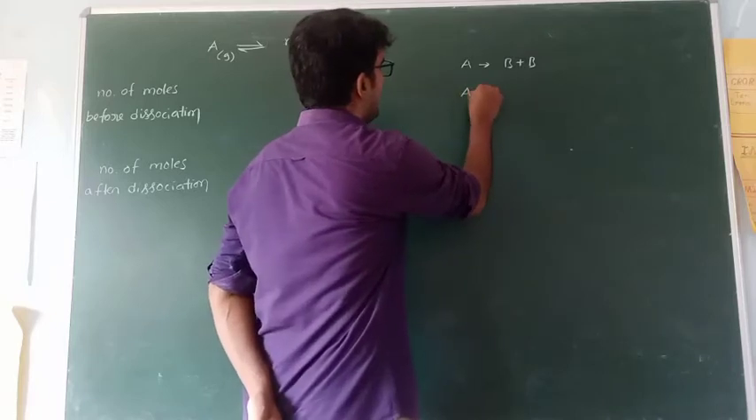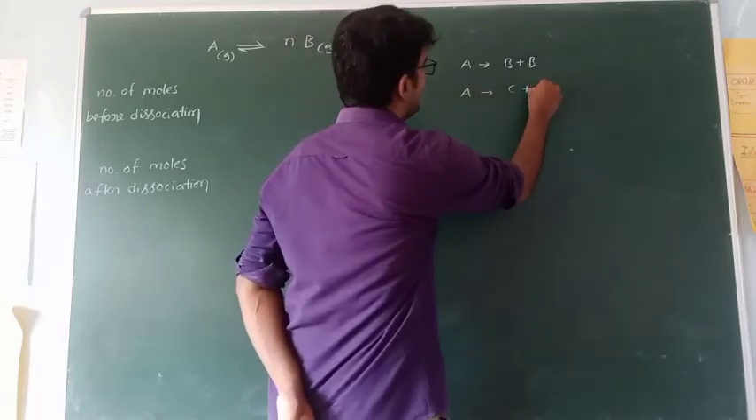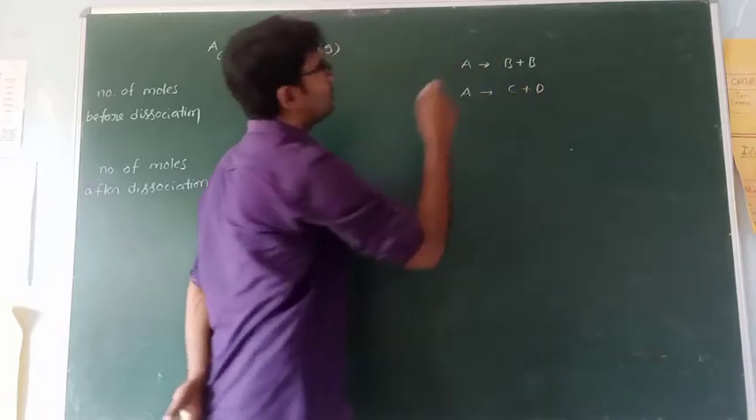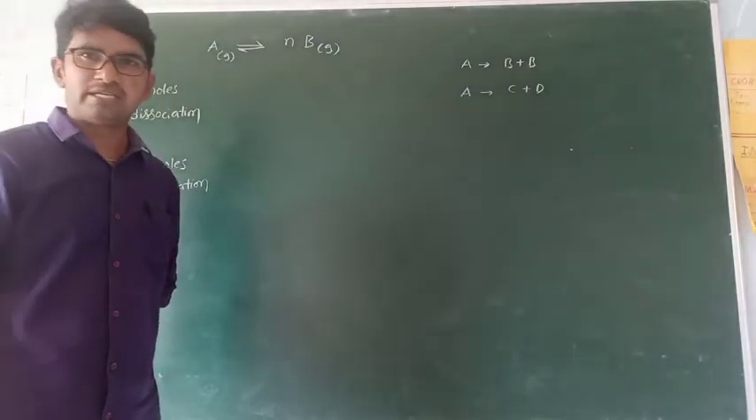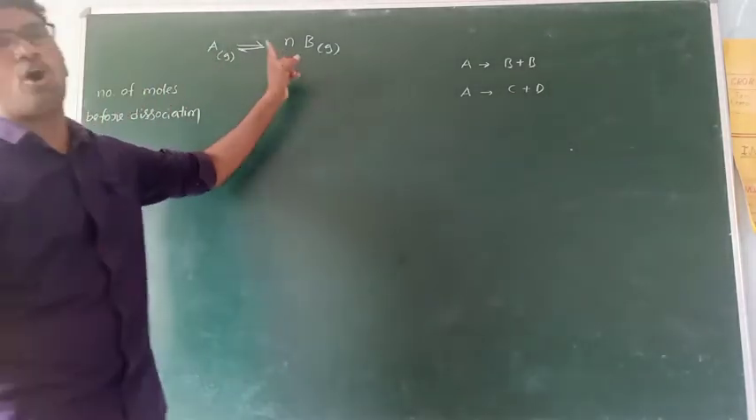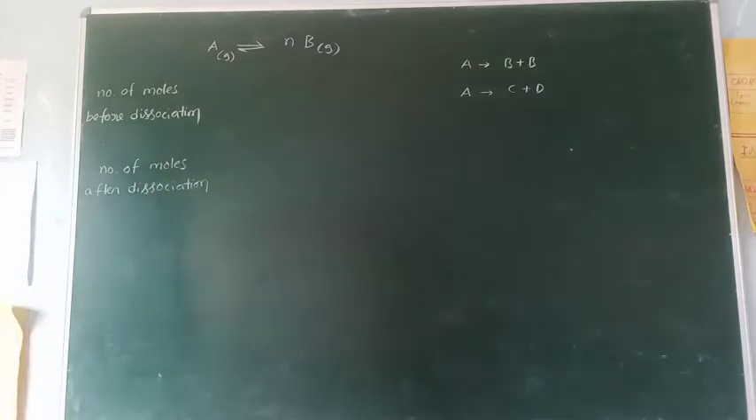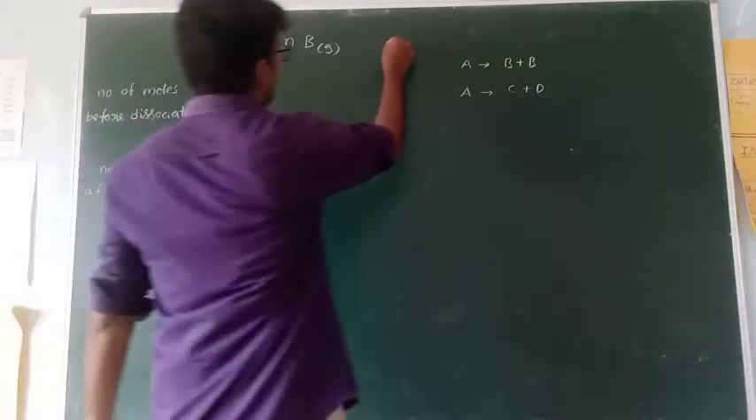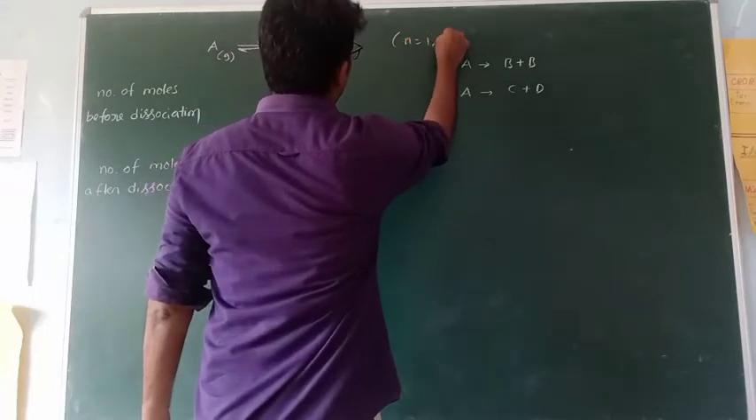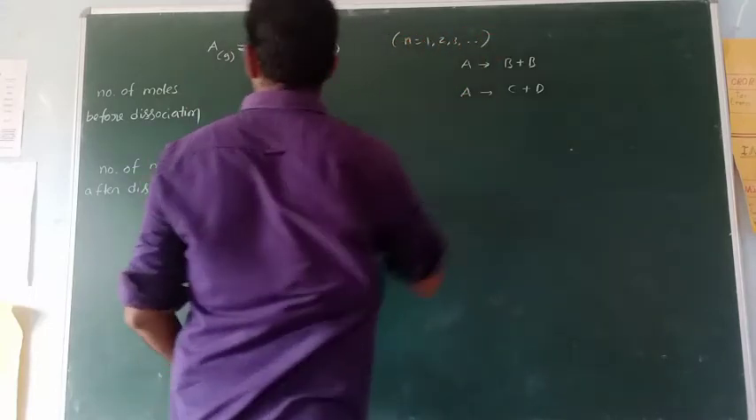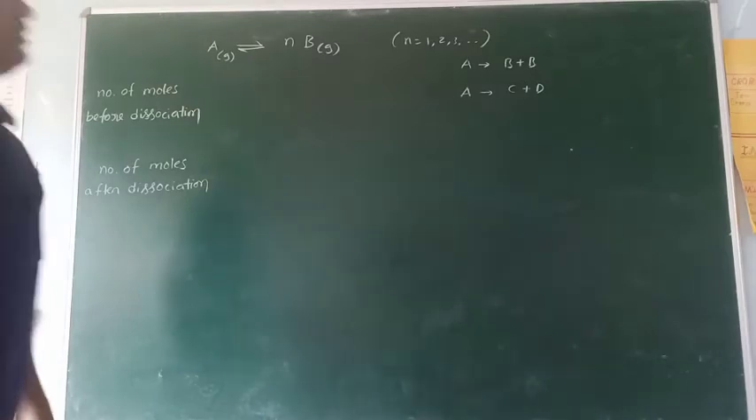Or sometimes A gives rise to C plus B, 1 plus 1, which is also 2 moles. Do you understand? So n indicates how many moles of product are formed. n can be 1, 2, 3, there are a number of possibilities. Don't think about that one.